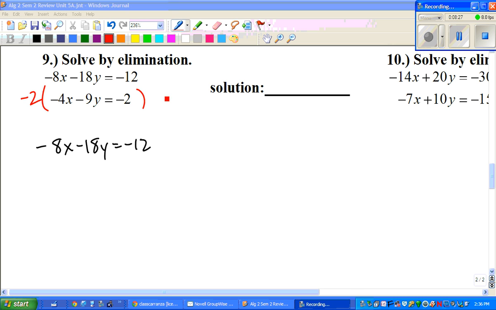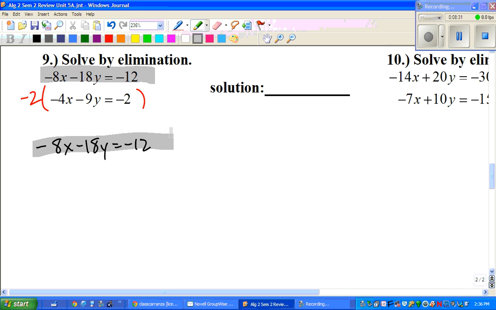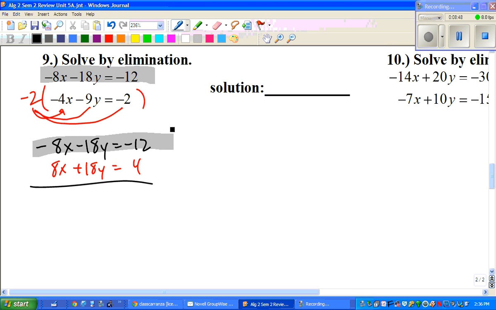Okay, so I already rewrote the top equation, and you can tell that those are the exact same. Okay? Now to work on the bottom, a negative times a negative is a positive 8x. Negative times a negative is a positive 18y. Negative 2 times negative 2 is a positive 4. Okay? So now, the next step, well, both of those cancel, and we're left with 0 on the left and negative 8 on the other side.